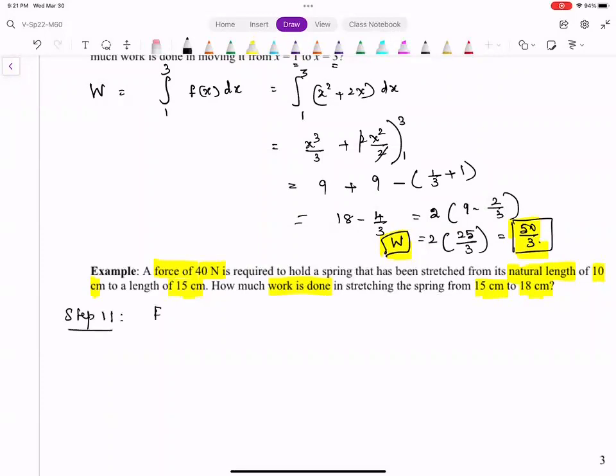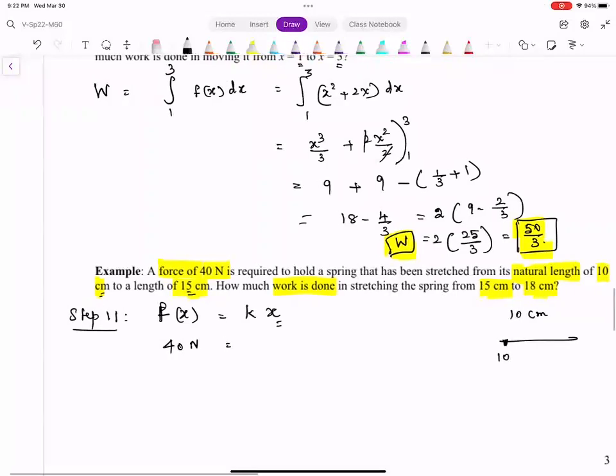So what is the force? If it is a varying force, it is equal to K times X by Hooke's law, right? So the force is proportional to the amount of stretch. If I use 40 Newton here, remember, whenever you use Newton for force, the length measured should be in terms of meters. So it has been stretched from its natural length of 10 centimeter to a length of 15 centimeter.